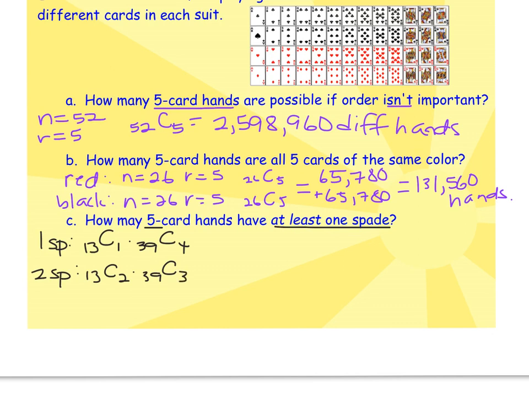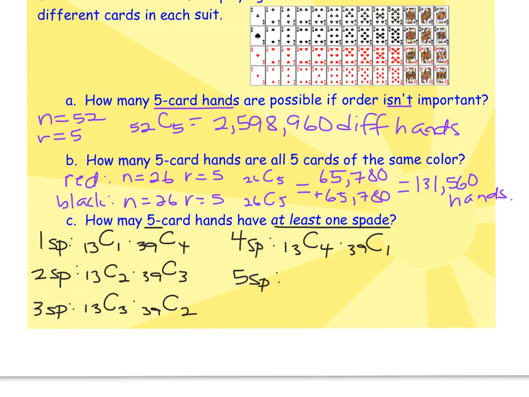We're going to keep going until we get all the way up to all 5 cards being spades in our hand. 3 spades means out of the 13 that are possible, we want 3 of them. But then we have to have 2 other cards in our hand that aren't spades. 4 spades means we have 13C4, and then we want just 1 other card that isn't a spade. And then for 5, that means all of our cards in our hand are spades. There aren't any that aren't spades.